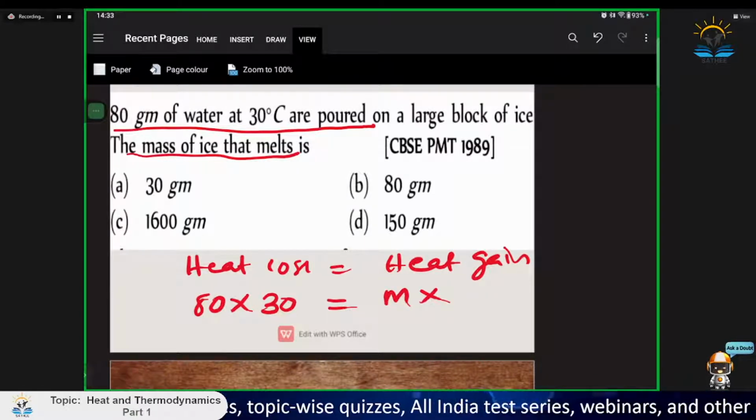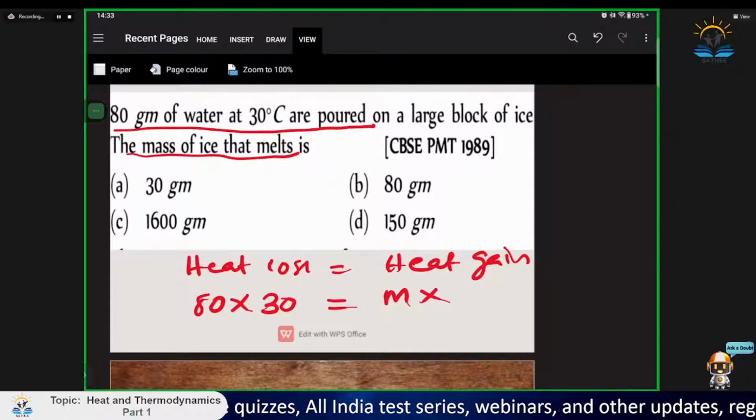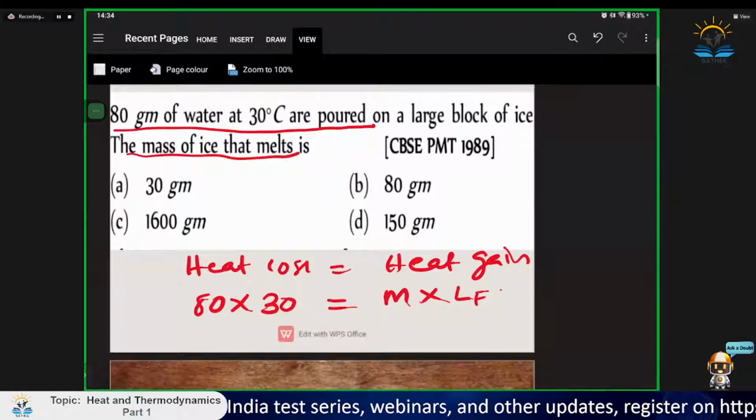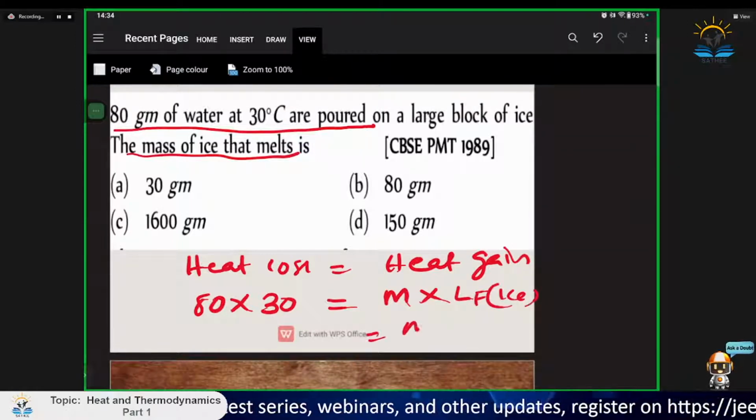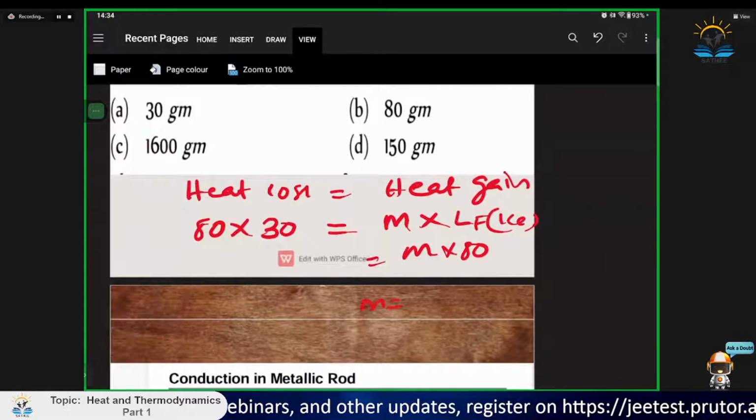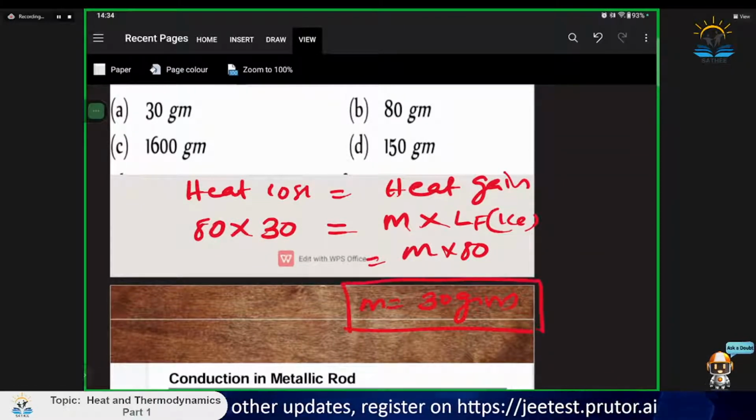the latent heat of fusion of ice, which I already told you is good to know. So LF of ice, m into 80. So m is 30 gram. Simple. I hope you understand this much clearly.